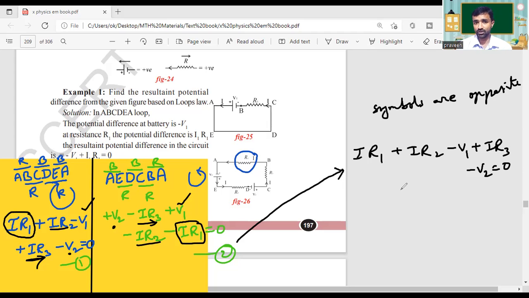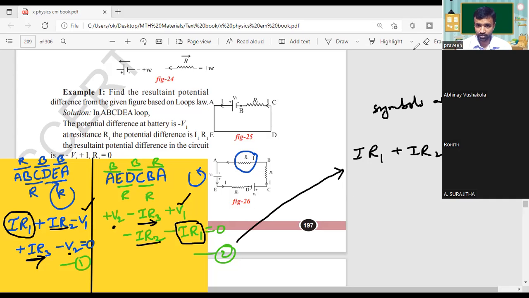So what we need to understand from these equations? Simply, you can traverse through the loop in any direction, but you will get the same answer. Are you clear about this one?